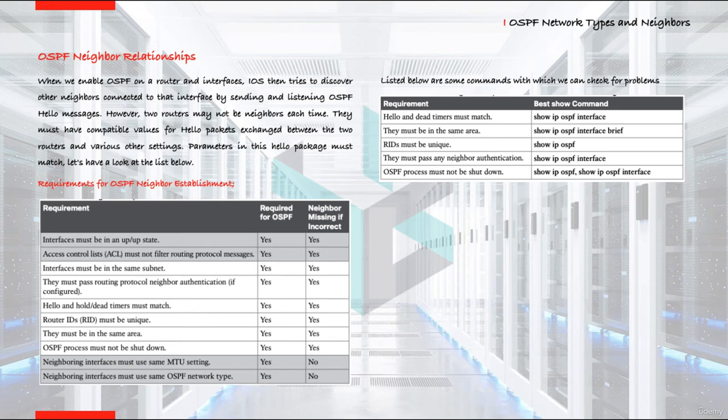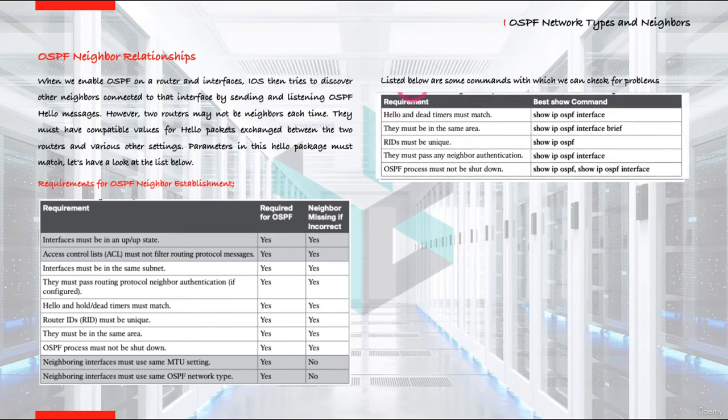On this page, let me tell you a little about OSPF neighborhood building relationships. When you enable the OSPF process on the interface of a router, OSPF tries to detect OSPF neighbors by sending hello messages and listening to incoming messages. But two routers may not always become neighbors. Hello packets and various other settings that go back and forth between the two routers should have the same values. The hello and dead times should be the same on both routers. To check this, you can check the duration of the hello packets under the interface using the show ip ospf interface command. Those interfaces must be in the same area.